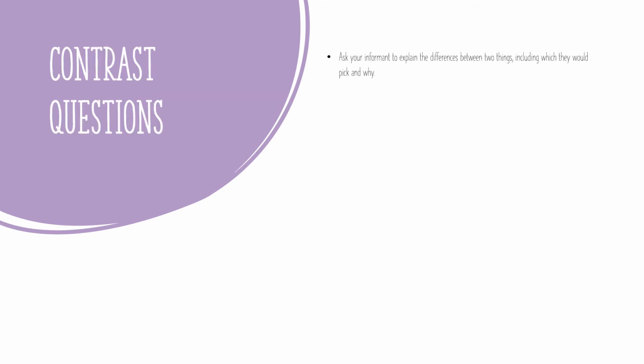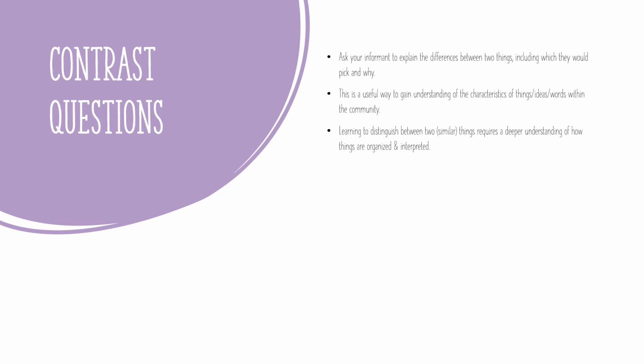And contrast questions ask your informant to explain the differences between two things, including which they might pick and why. This is useful to gain an understanding of the characteristics of things, ideas, words, concepts, people within a community. Learning to distinguish between two fairly similar things requires a deeper understanding of how those things are organized and interpreted. So for example, how is an SUV different from a hatchback? Or what's the difference between a pumpkin pie and a sweet potato pie?